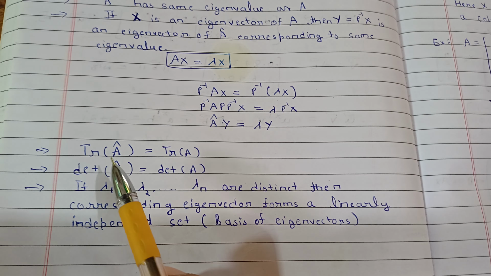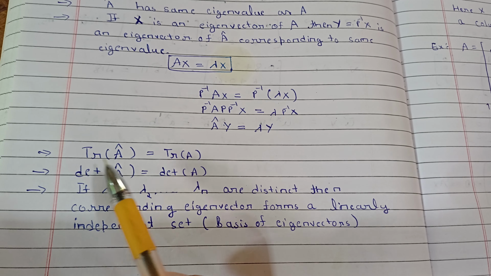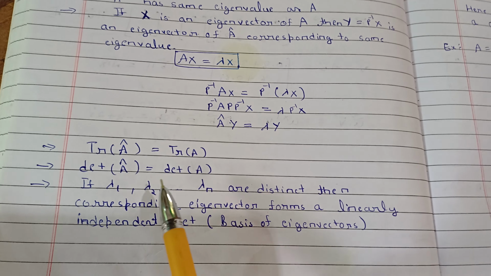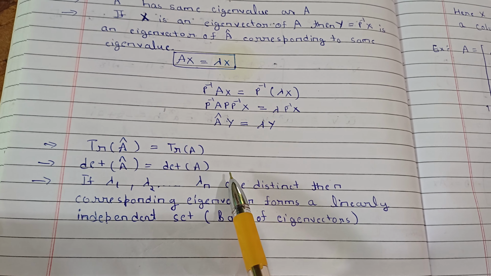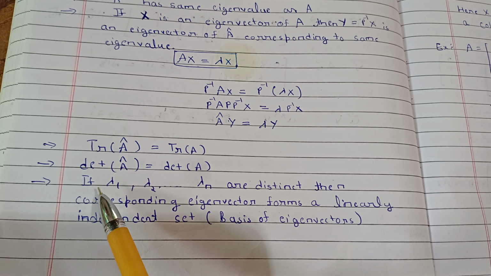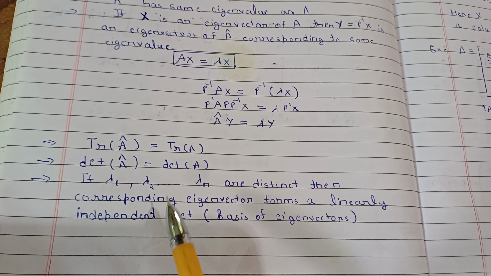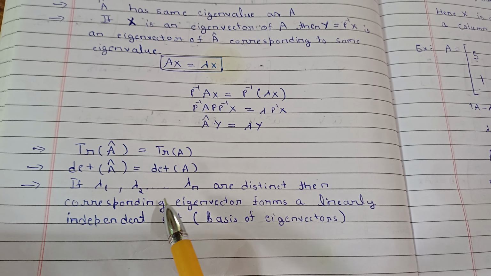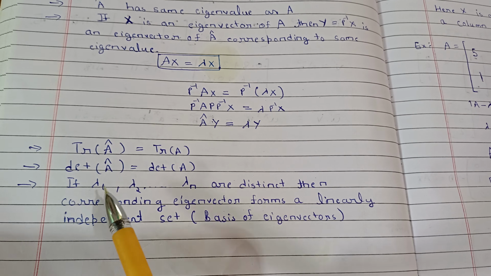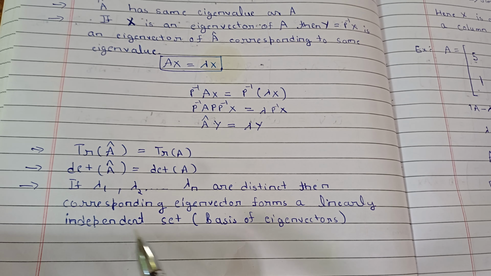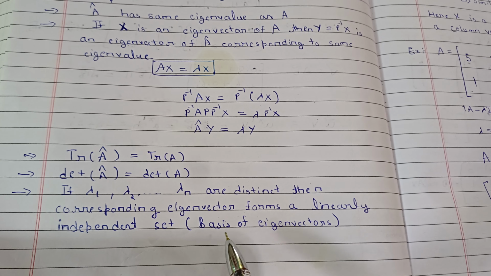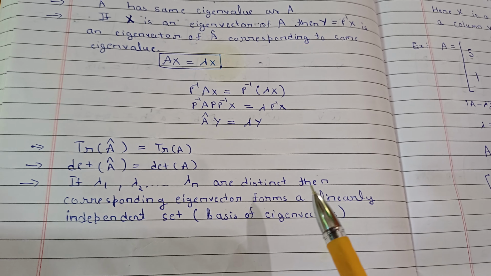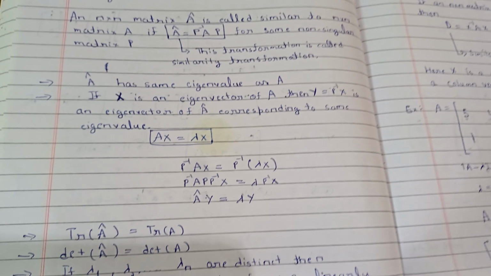Now there are some more properties of this similarity transformation. The trace of A cap will be the same as the trace of A, and the determinant of A cap will remain the same as the determinant of A. And if lambda 1, lambda 2, ..., lambda n, the eigenvalues of A, are all distinct, meaning non-degenerate, then the eigenvectors corresponding to them form a linearly independent set, and these are called the basis of eigenvectors. Just remember these, we will use them.